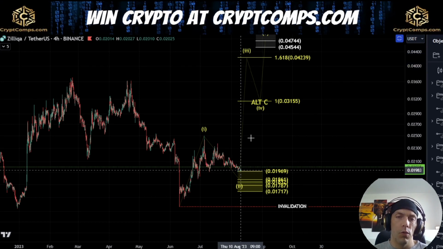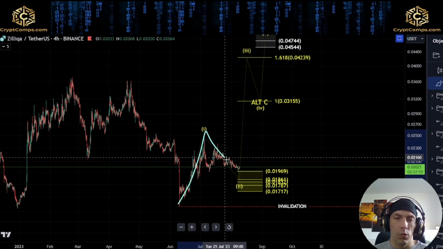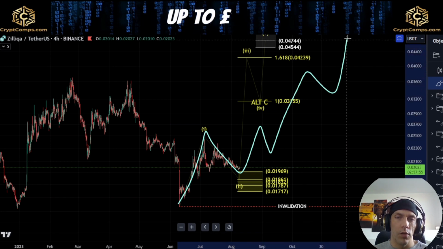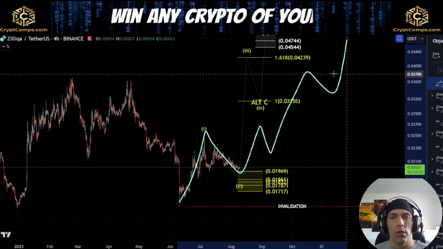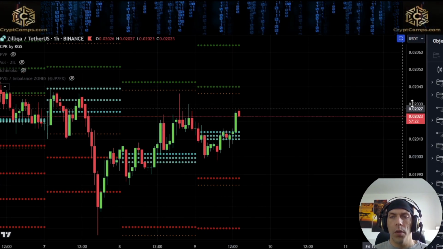Now, it doesn't have to move directly up here. What we can also do is that potentially we could form this as 1, 2 here. We form another 1 and a 2 here, and then we start to see this price action looking to play out to the upside.